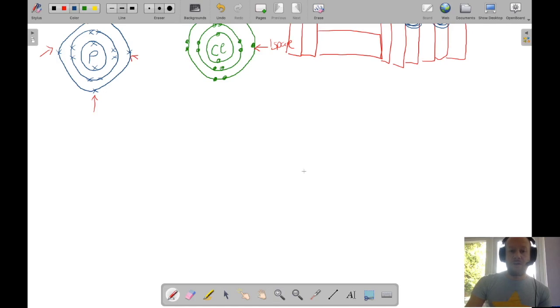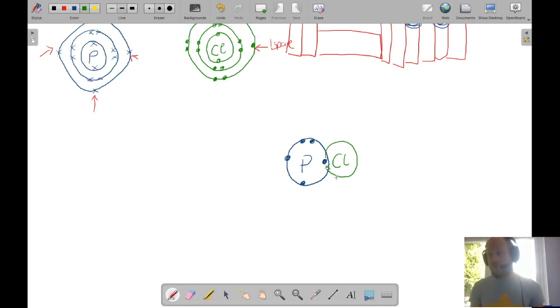So we're going to do our phosphorus first. I'm only going to do the outside electrons. I'm not going to bother with the ones in the middle. 2, 3. Okay, so there's my 5 electrons there. Now we need to do the chlorine. Now, a lot of people will do things like this. They'll put the chlorine in like that. And then they'll say, oh, that's done. A lot of people will do that.